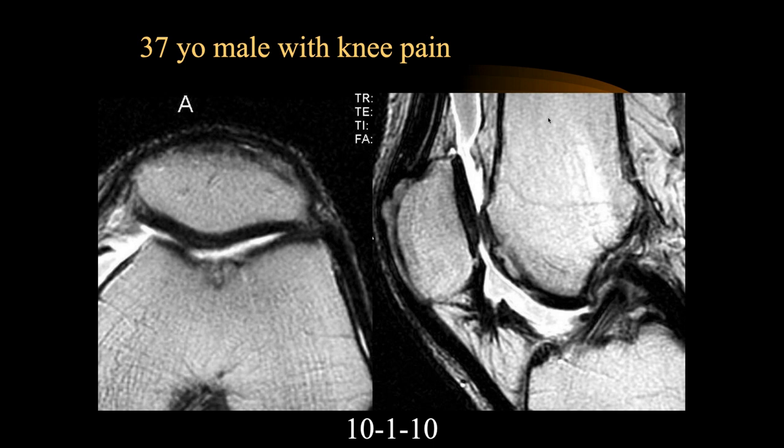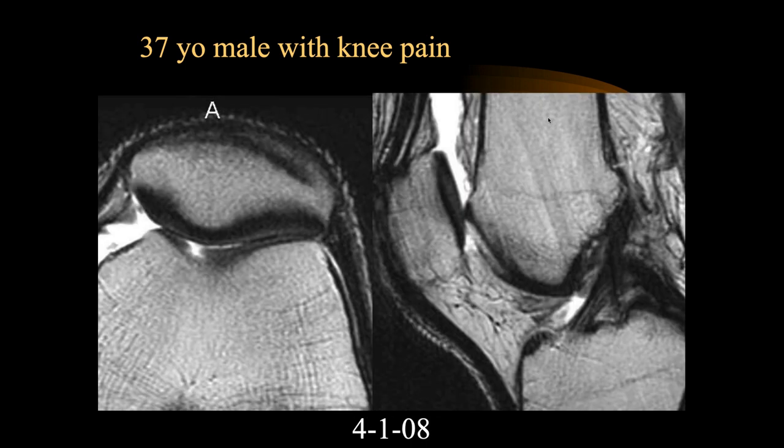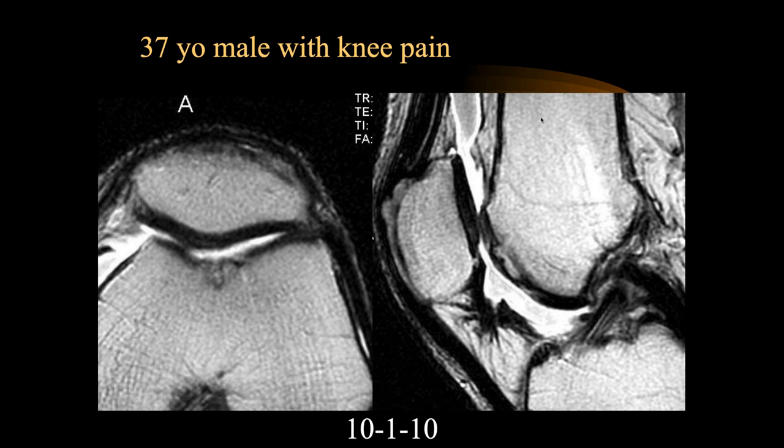And is it later? So this is 4108. Okay, so 4108, and then this is 2 years later, a little more than 2 years later. So now it looks like the chondral defect is now larger, involving the central trochlea, and on the sagittal there's been formation of a subchondral osteophyte.